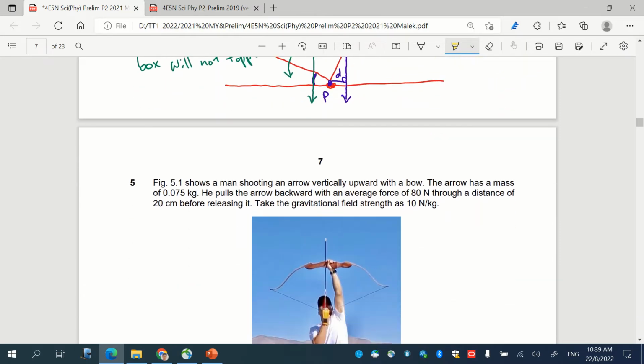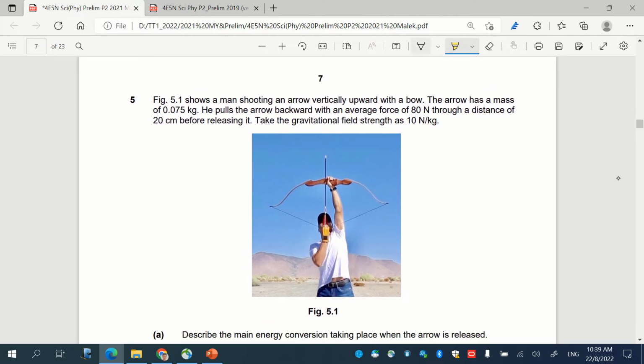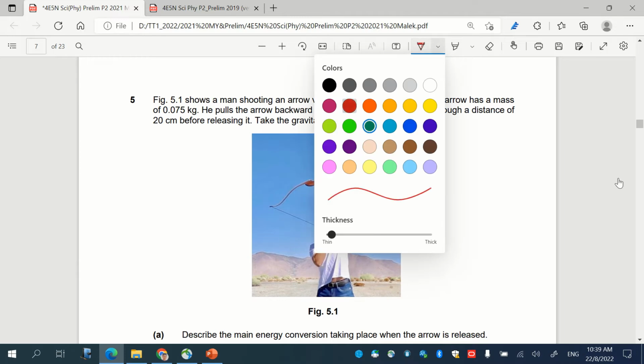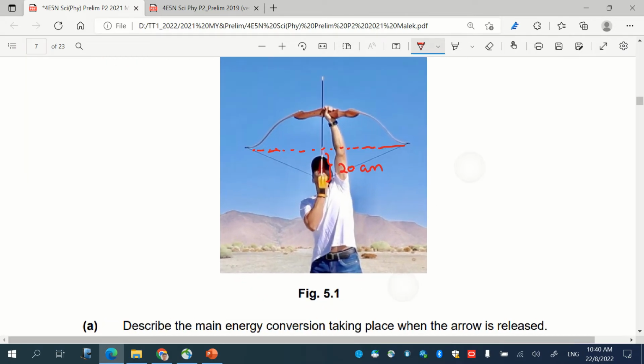Okay, next question. Question 5 says that the arrow has a mass 0.075 kg and there's an average force pulling the string down a distance of 20 cm. That means originally the string is at this line. Okay, it's at this line, but it was pulled down 20 cm. Hope you can see. Let me enlarge. Okay, it was pulled down 20 cm.